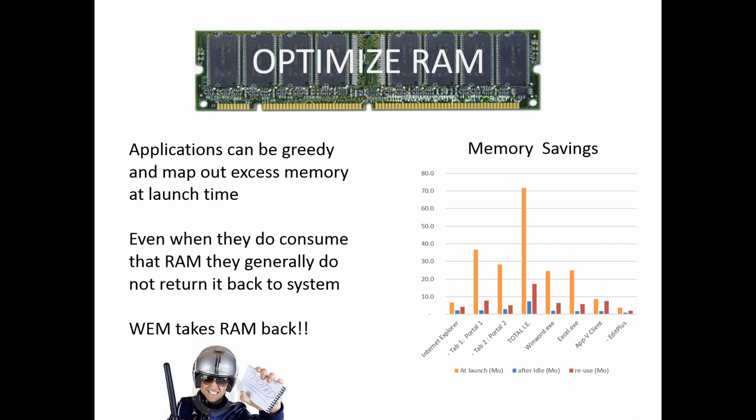But this process questions that, and it looks at what the application is using. Because even if the app does end up using the full gig or gig and a half that it maps at launch time, it never returns it back to the system. And this is where WEM does some incredible work at monitoring that and, at an API level, returning that memory to the system. So if you're a bad application mapping a bunch of memory, this little memory cop busts you and takes it back.